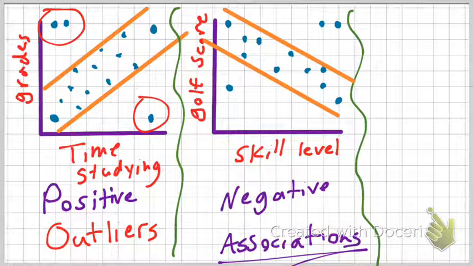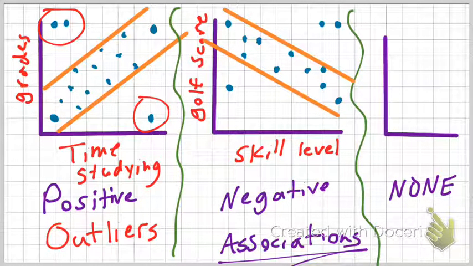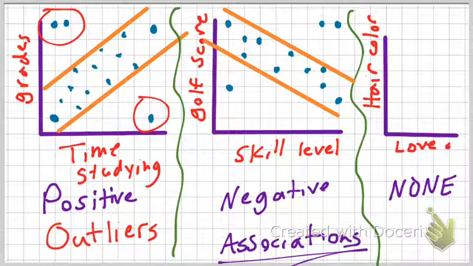All right. Now, the last type of association is no association. When it comes to no association, you could say something like random dots everywhere. We'll say hair color and love of cake.